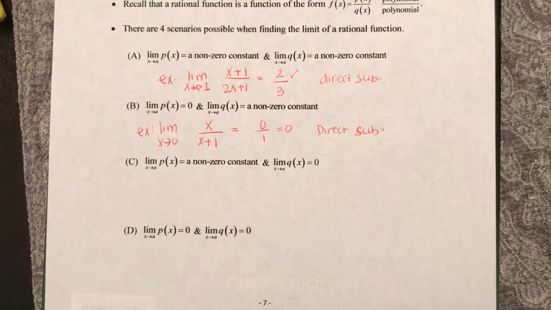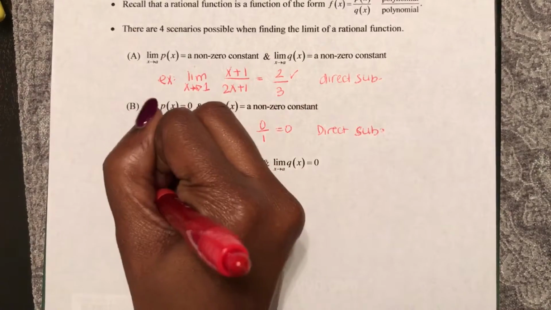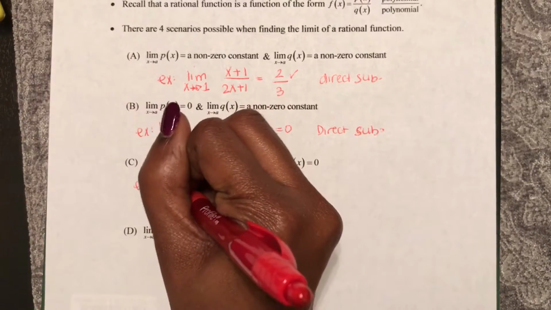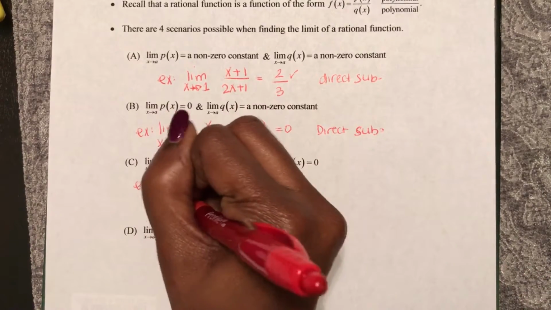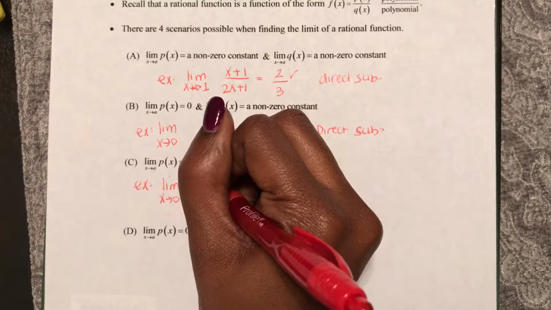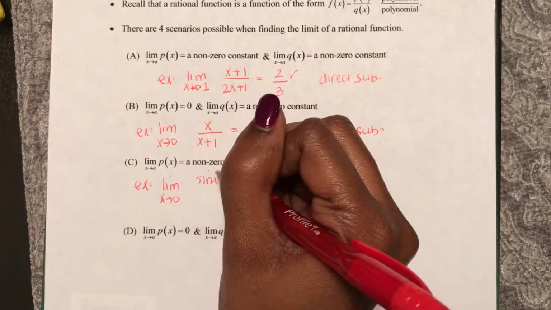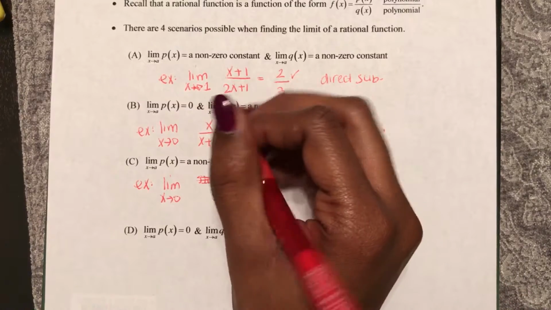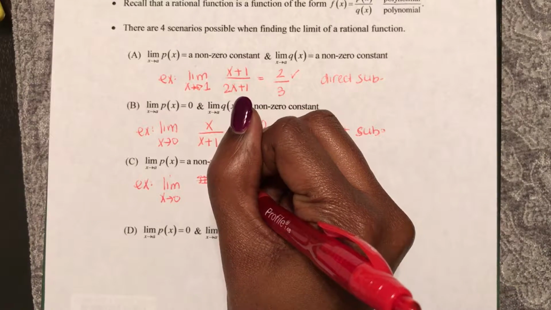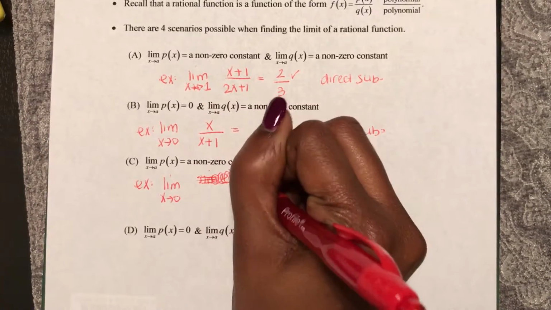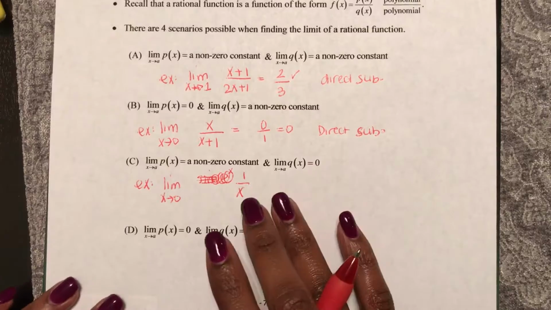Non-zero constant in the numerator and 0 in the denominator. So an example would be, let's see, the limit as x approaches 0 of, let's make it really easy. Let's just say 1 over x. Let's make it really straightforward.